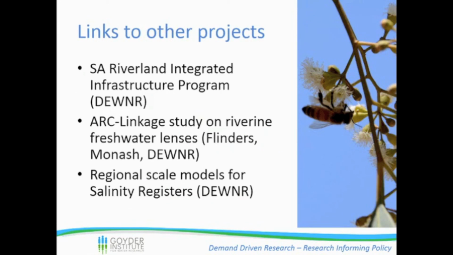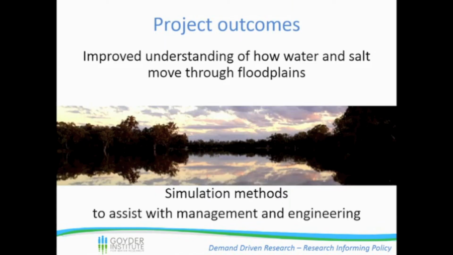Now, I'm actually pretty confident that the work that we're doing at Flinders will be used by JUNA because of these three projects, which we'll flow into. The SA Riverland Integrated Infrastructure Program, which is looking at how to better manage Pike and Katarapko. ARC linkage study on riverine freshwater lenses, with Flinders and Monash, and also further work on the salinity registers. I'm confident of that because I and my colleagues are also involved with all of those projects, so we will carefully hand over all our work to ourselves. No troubles too much coordinating with this project.